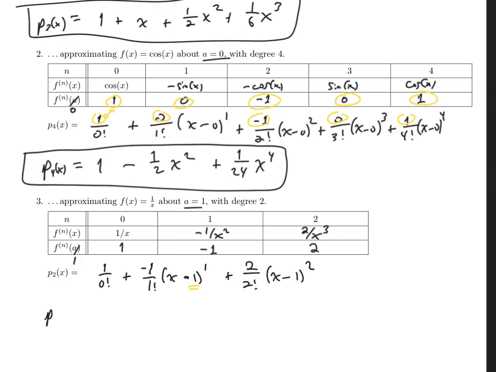I can simplify a little bit by admitting that I know what the factorials are. So that's 1. This is minus 1 times x minus 1 to the first. And this is plus 1 times x minus 1 squared. So in this case, the only thing I can really simplify is I can go ahead and evaluate these numbers to get the actual values, and then that's about all I can do.